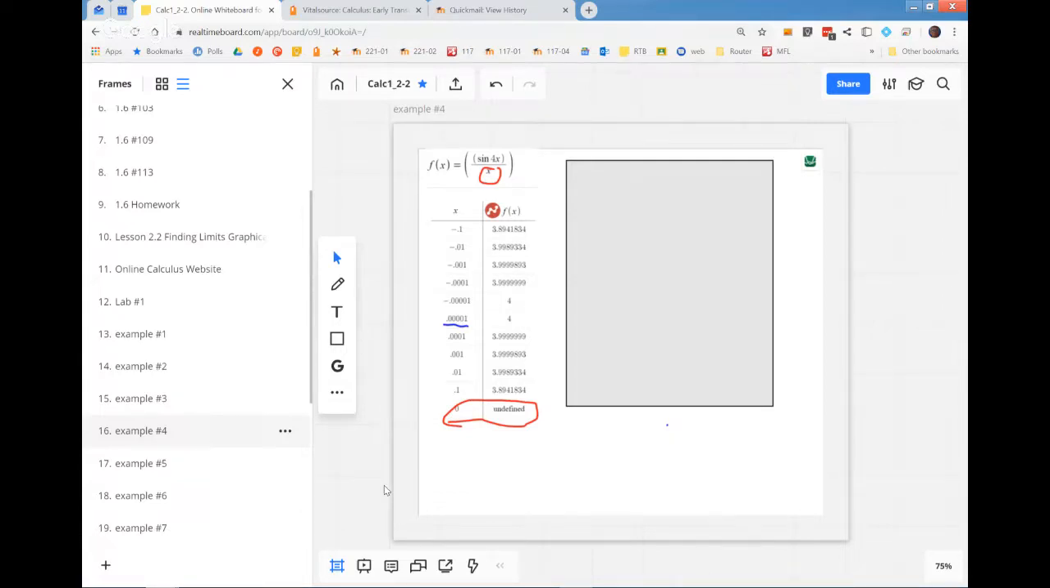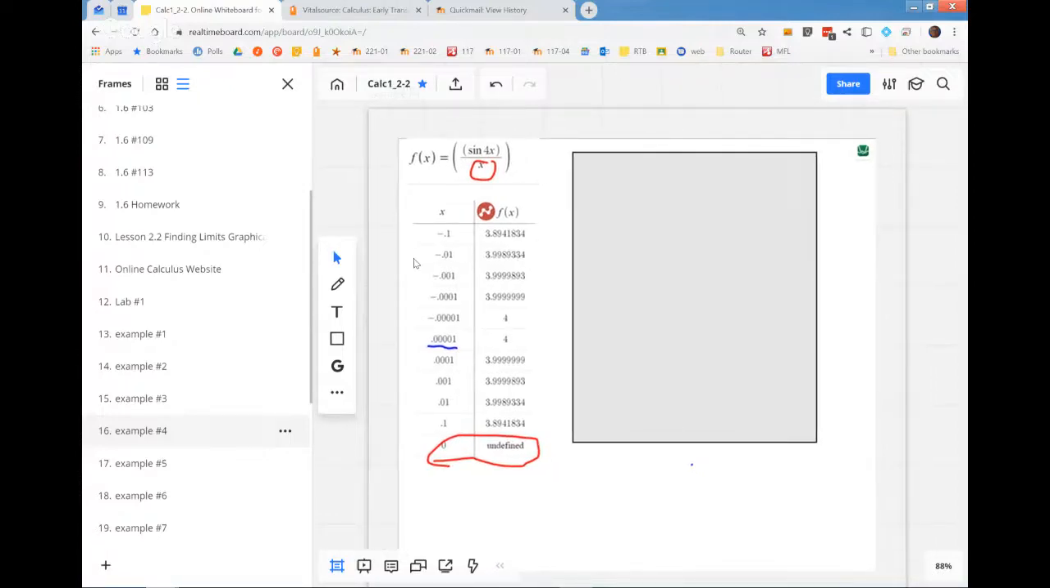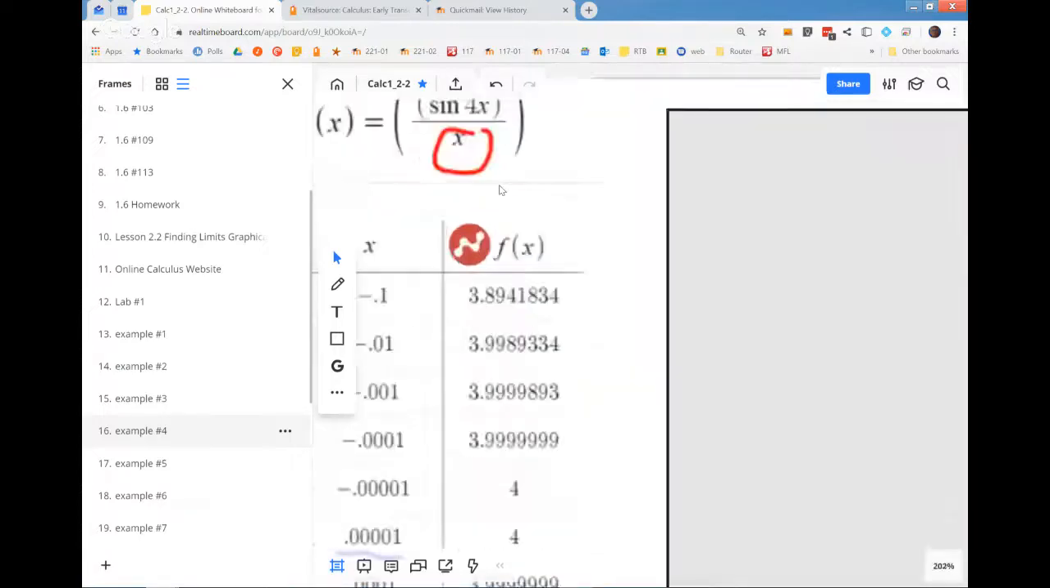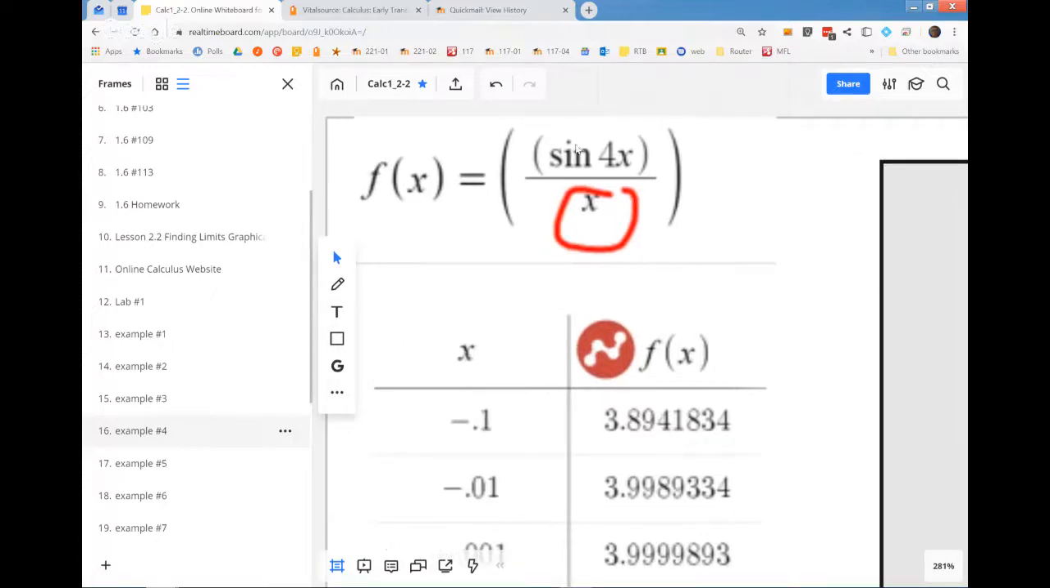Number 4, we've got, yep, I can't erase this, that red ink is from something I can't erase. So anyway, it says the sine of 4x over x. Make that big so you can see what the function is there. Sine of 4x over x. Okay.